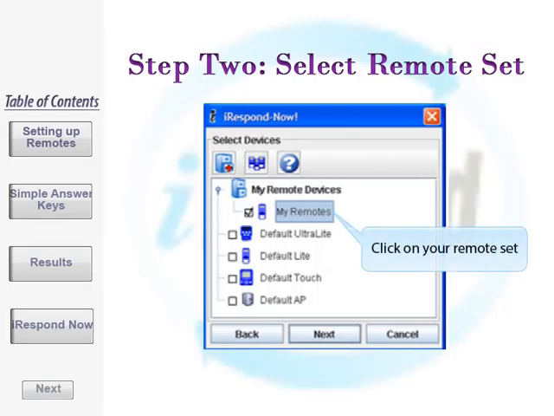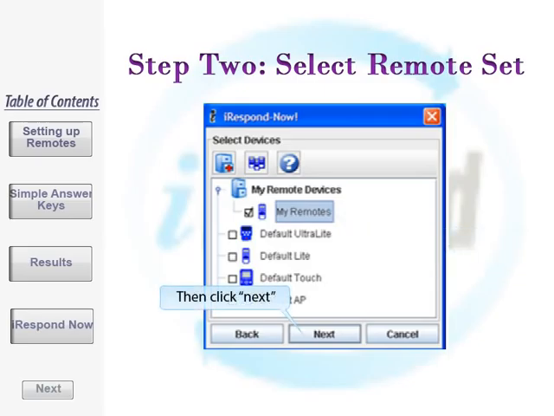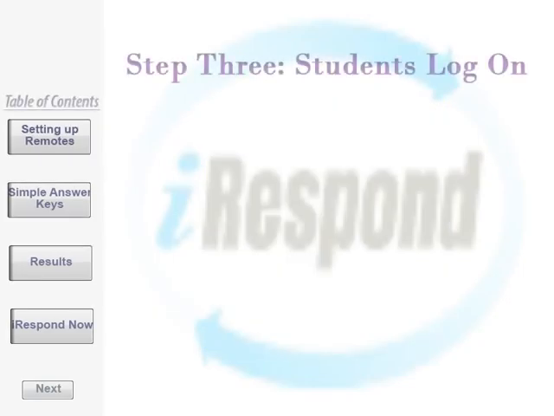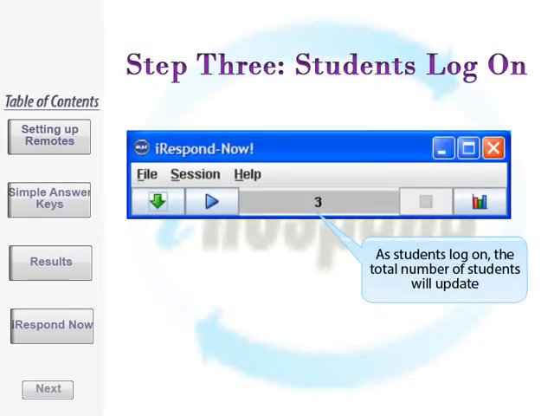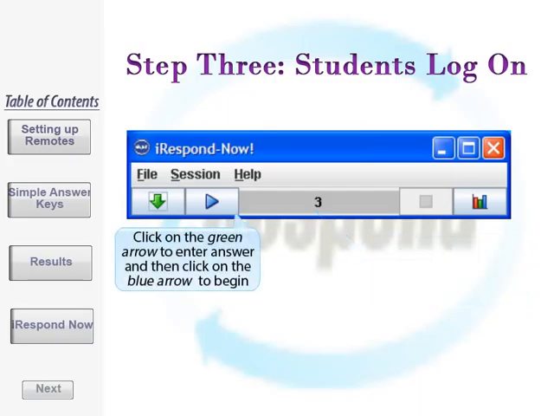The rectangular box that appears will be the only thing that shows when using the iRespond Now. Student names and question details will not be revealed. As students are logged on, the number will increase. Click on the green arrow and a selection box will drop down. Select your multiple choice answer, which can be a simple yes or no question, and then press the blue arrow to start. Ask your question to students or put it on an overhead, and as students enter their responses, the numbers will increase in the gray box again.